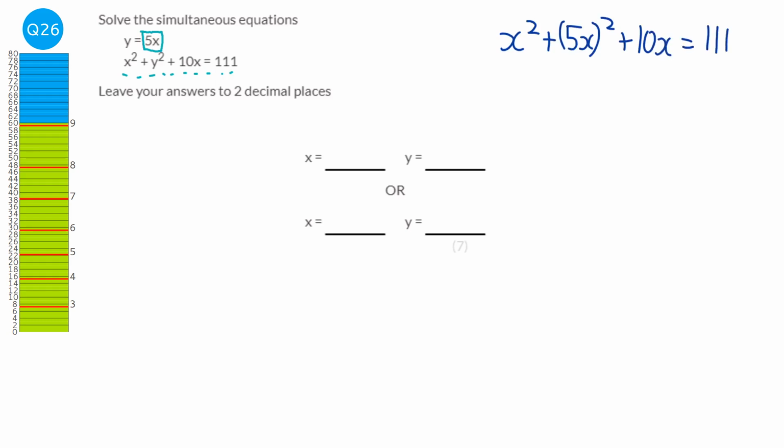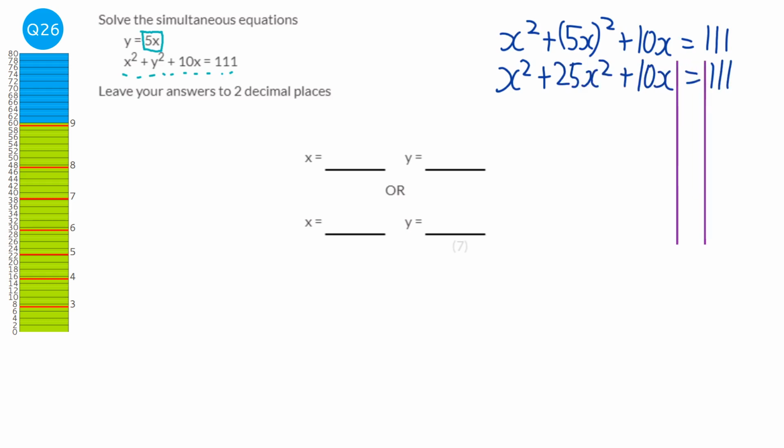So we can actually create a quadratic from this situation. So we're going to just square that. So that's going to be 25x squared plus 10x equals 111. I'm going to just put our solving lines in. It's not much solving to do, because all we need to do is take away 111 from both sides to get it equal to 0, which we need to be able to solve the quadratic. So x squared plus 25x is 26x squared plus the 10x, and we're taking away 111 from both sides, so that will equal 0.